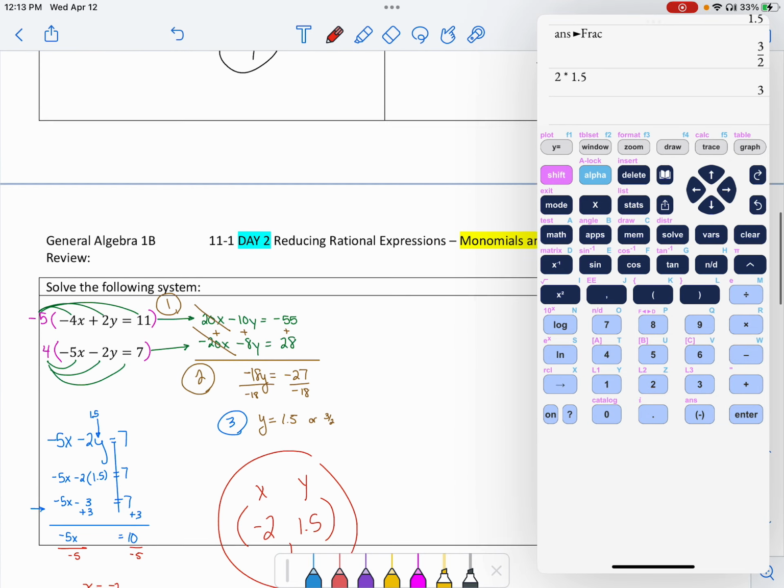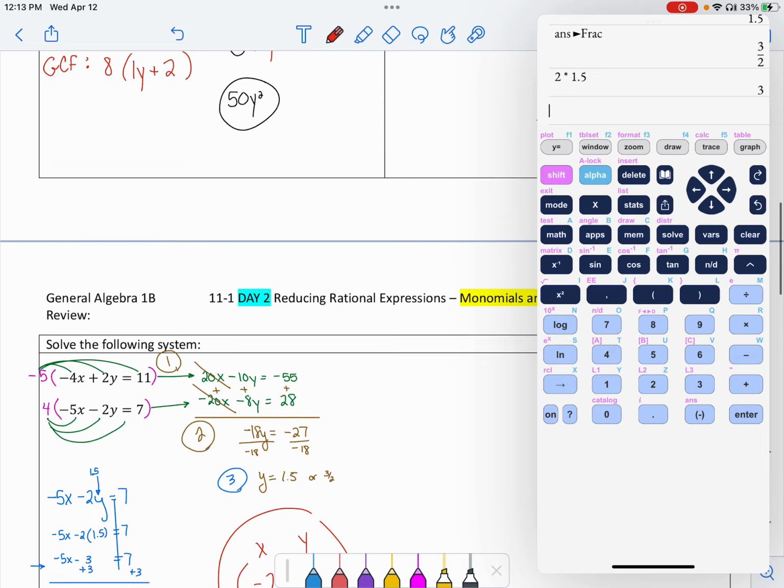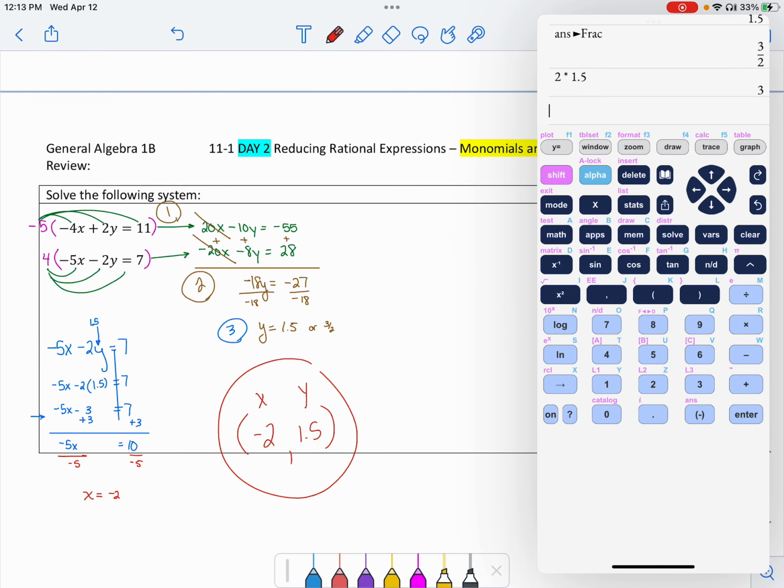So I'm hoping that you guys felt comfortable taking out GCFs and then solving systems as review from a previous class.